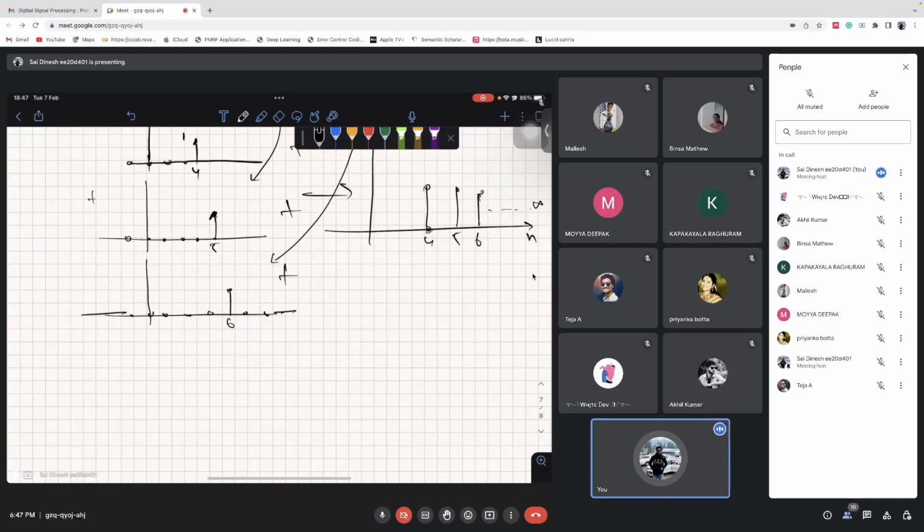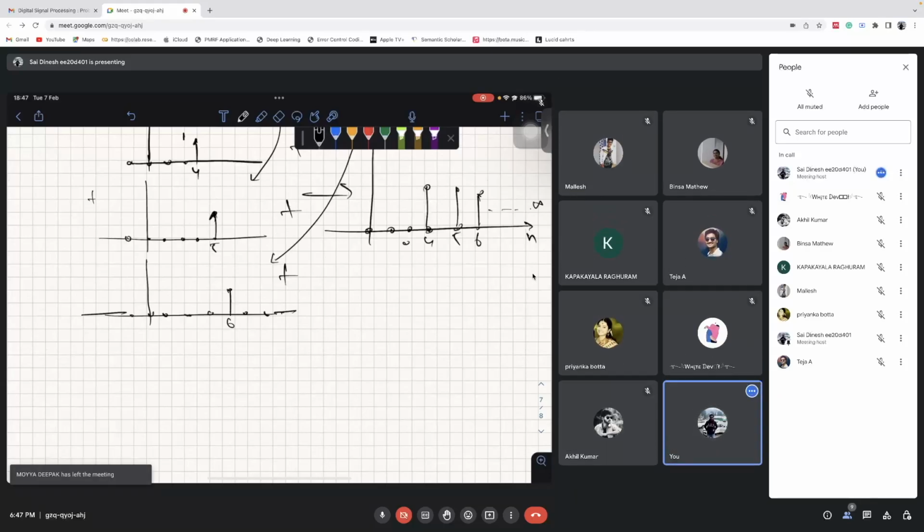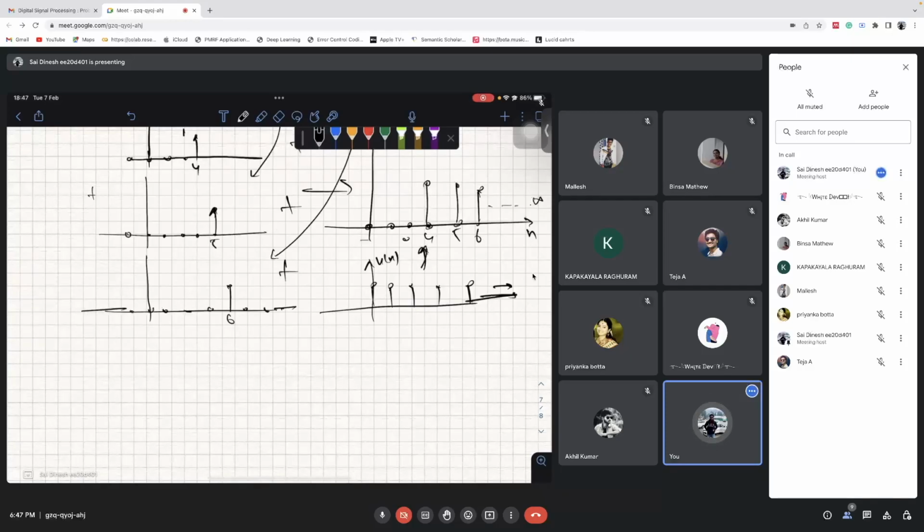It is 1 everywhere from the fourth location. Isn't it simply the shifted version of this signal, which is u of n? Correct? So shifted version by 4 samples. It is 1 from 0, but here we have 1 from 4. So this is u of n minus 4.